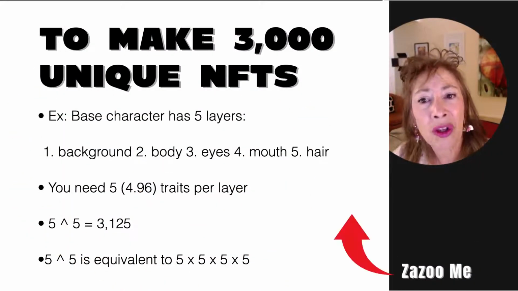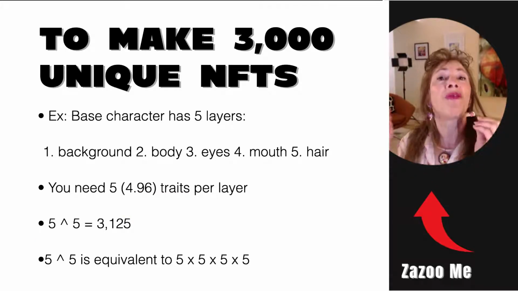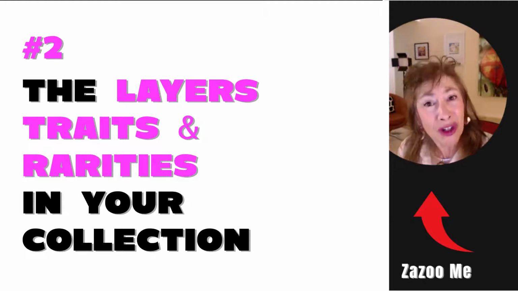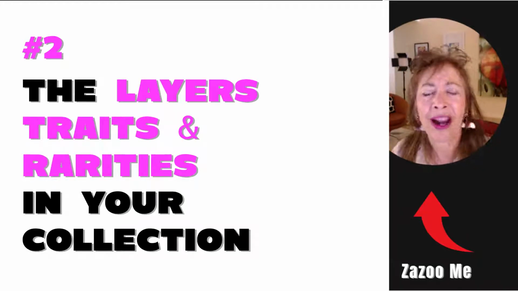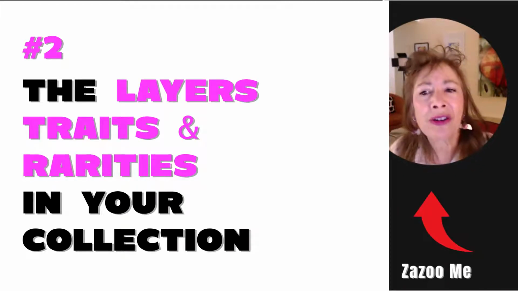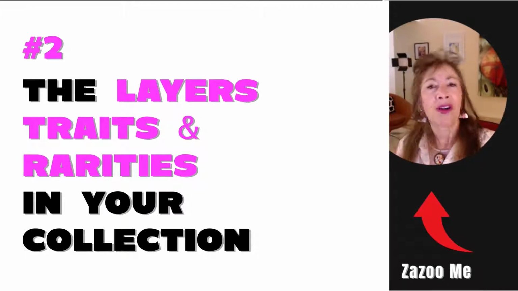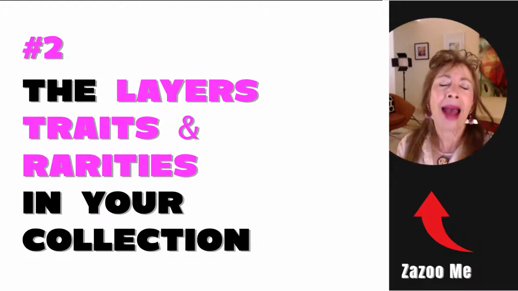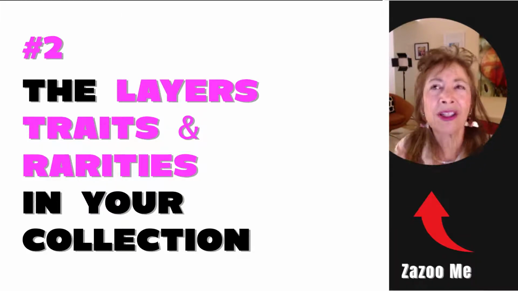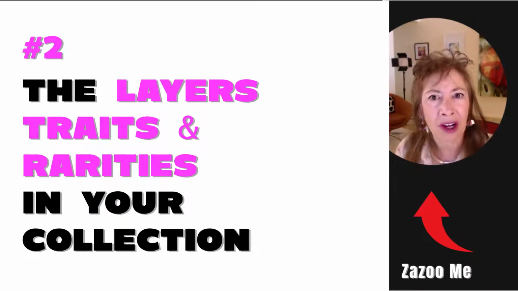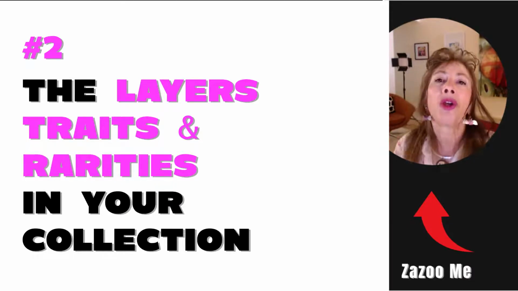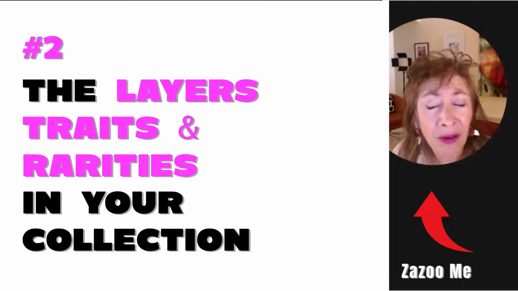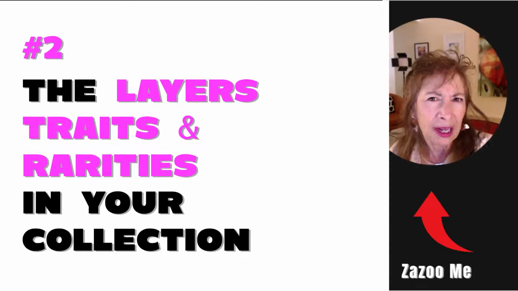Okay, so you need your wonderful mathematical calculations to be sure before you start doing your layers that you get your layers right. What's number 2? Layers, traits, and rarities in your collection. These are 3 things that are massively important. So layers and traits, we just covered how to figure out how many NFTs you are going to be creating. And you can work backwards, you can do it either way. But then rarities.